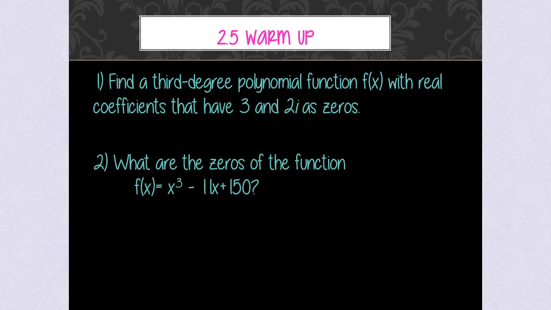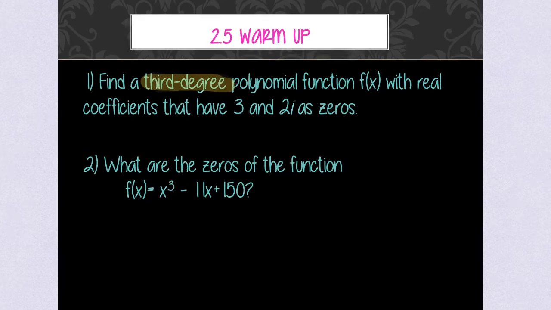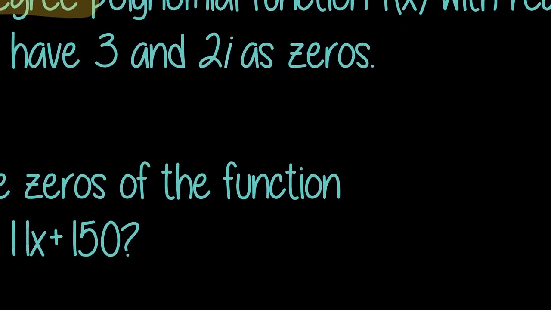This first question says, find a third-degree polynomial function, f of x, with real coefficients that have 3 and 2i as zeros. So as you're reading this, hopefully you see the words third degree. A third-degree polynomial means that your answer should be an x to the third. So if you just use the roots that are there, which is 3 and 2i, you'll end up with an x squared. Hopefully that's enough indication to remind you that there are more roots than are just there, and the extra root comes from the complex number.